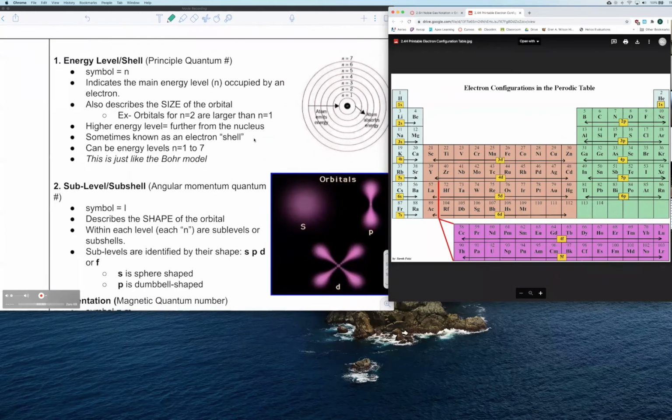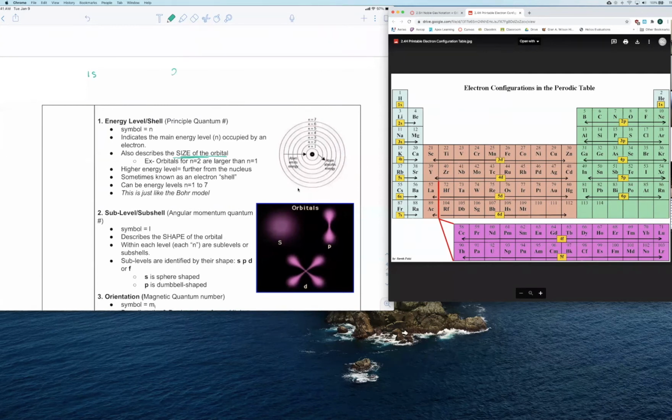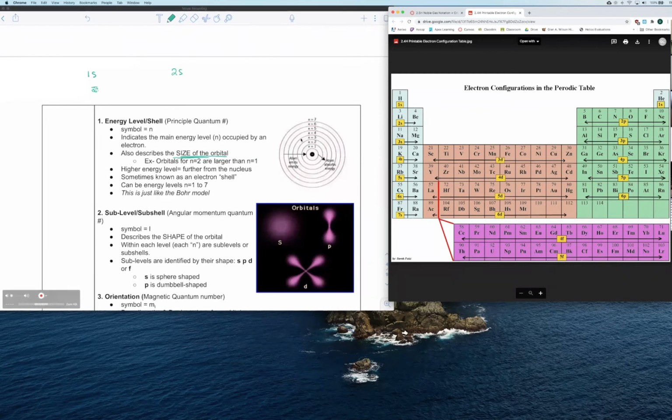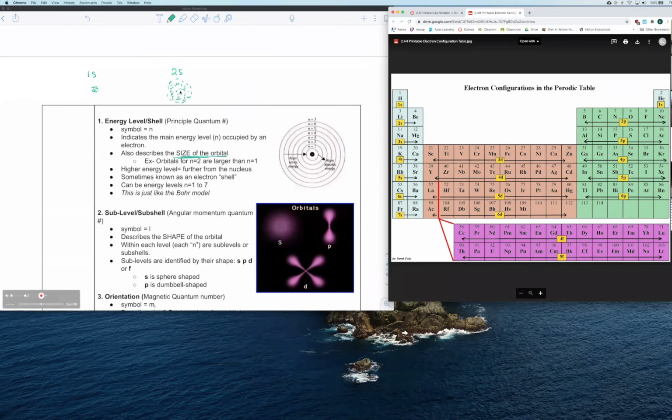Your energy level will also describe the size of the orbital. So for example, if you have a 1s orbital versus a 2s orbital, a 1s orbital may look kind of like a small sphere. So a sphere that kind of looks like this. Whereas a 2s orbital, since it's in energy level 2, it'll be an even bigger sphere, right? Because it's a further energy level than the 1s orbital. So it'll kind of look like this. So you can have the same orbital shape, but the energy level will tell you how big it is.